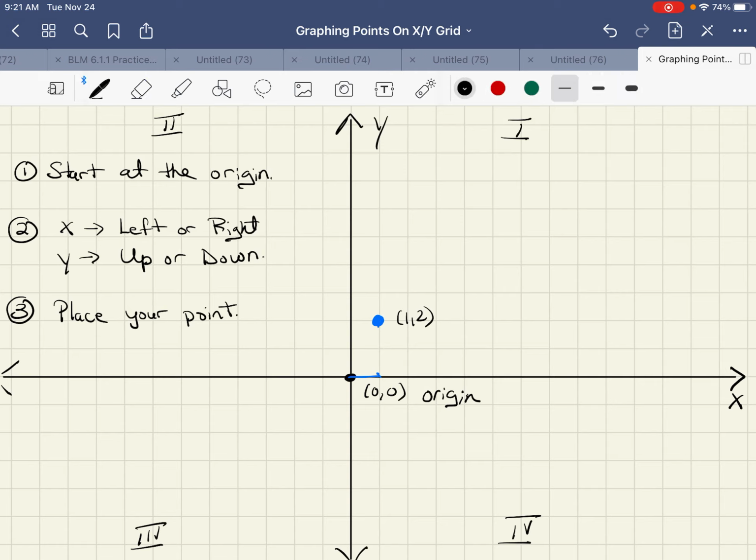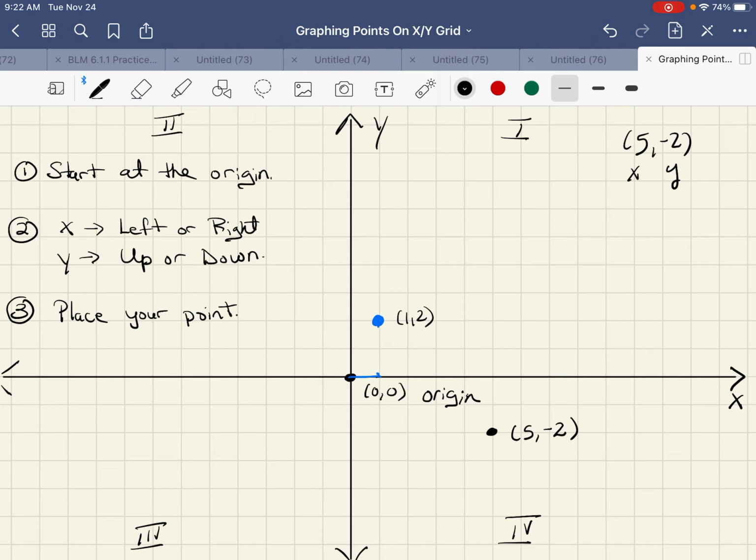Okay. So let's look at another one. So I'm going to actually write it up here. So let's look at the point 5, negative 2. So again, you get your X and your Y part. So you start at the origin. So X is 5, so that's positive. So I'm going to go 1, 2, 3, 4, 5 to the right. Y is negative, so I'm not going to go up. I'm going to go down. And now that I've done both parts, then I can put my dot or my point, and then I can also label it.